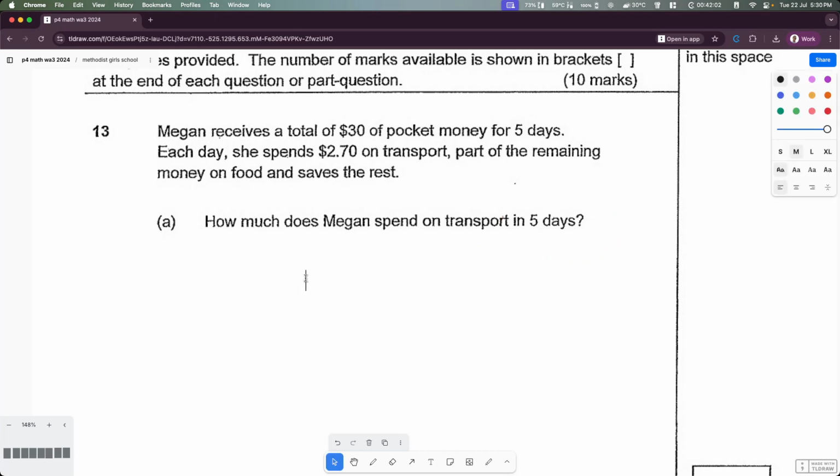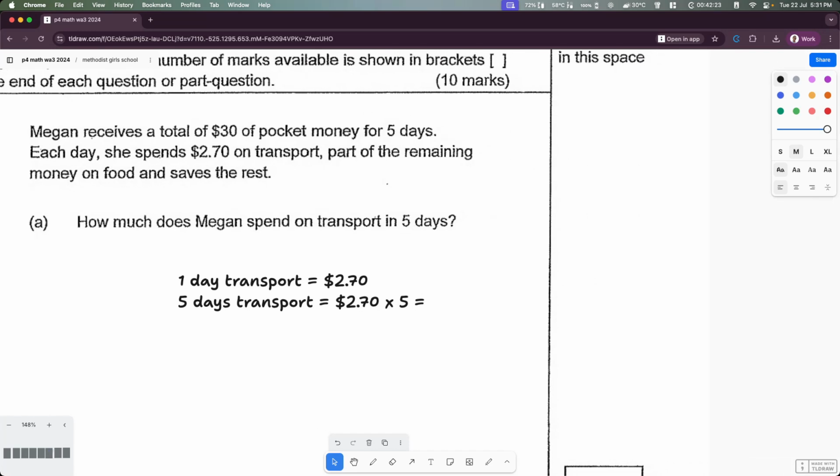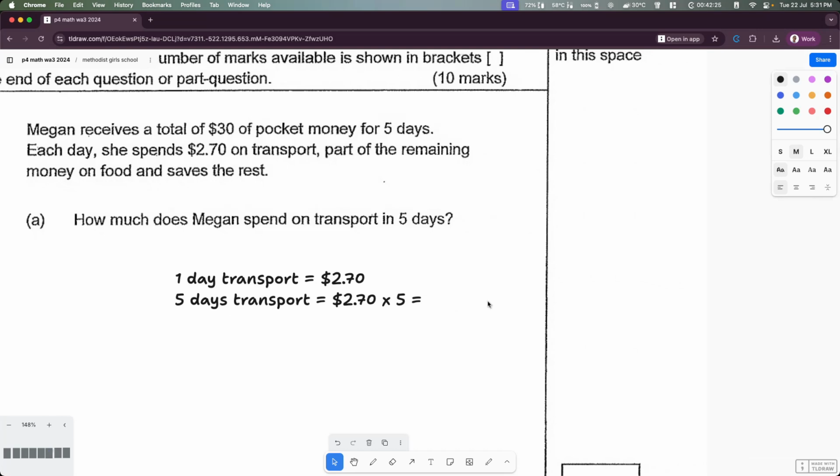Okay, pretty straightforward. So each day or one day transport is equal to $2.70. So 5 days transport is equal to $2.70 times 5, equal to, this should be $13.50.